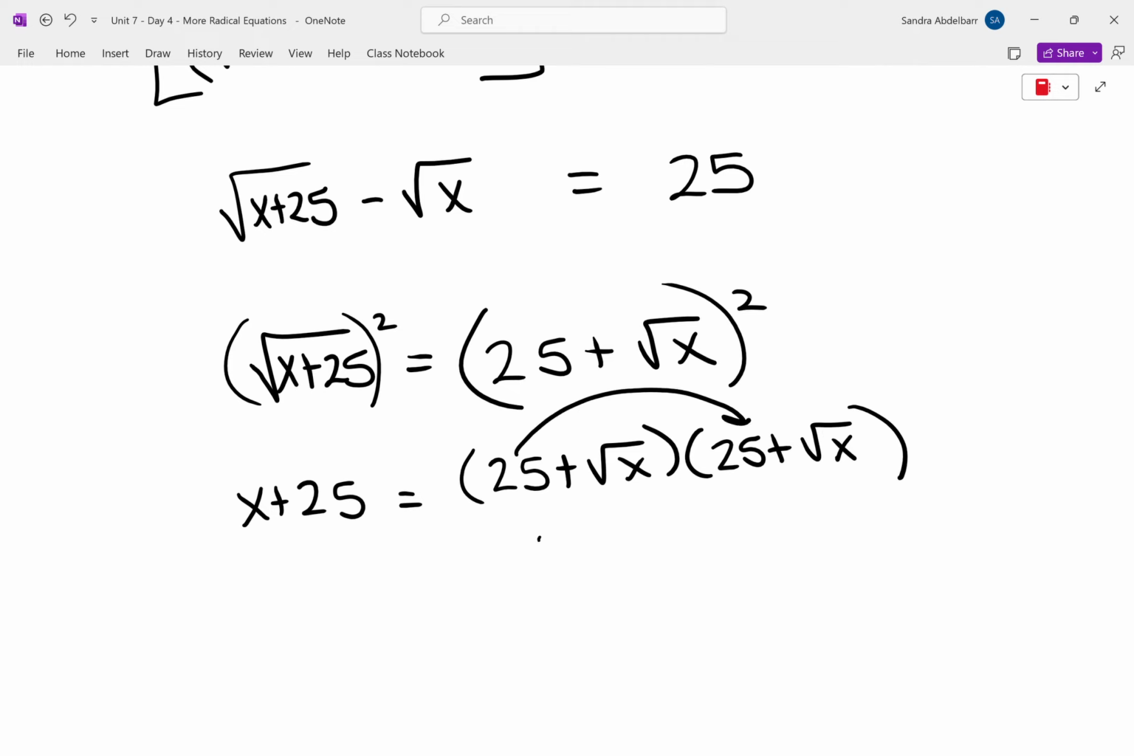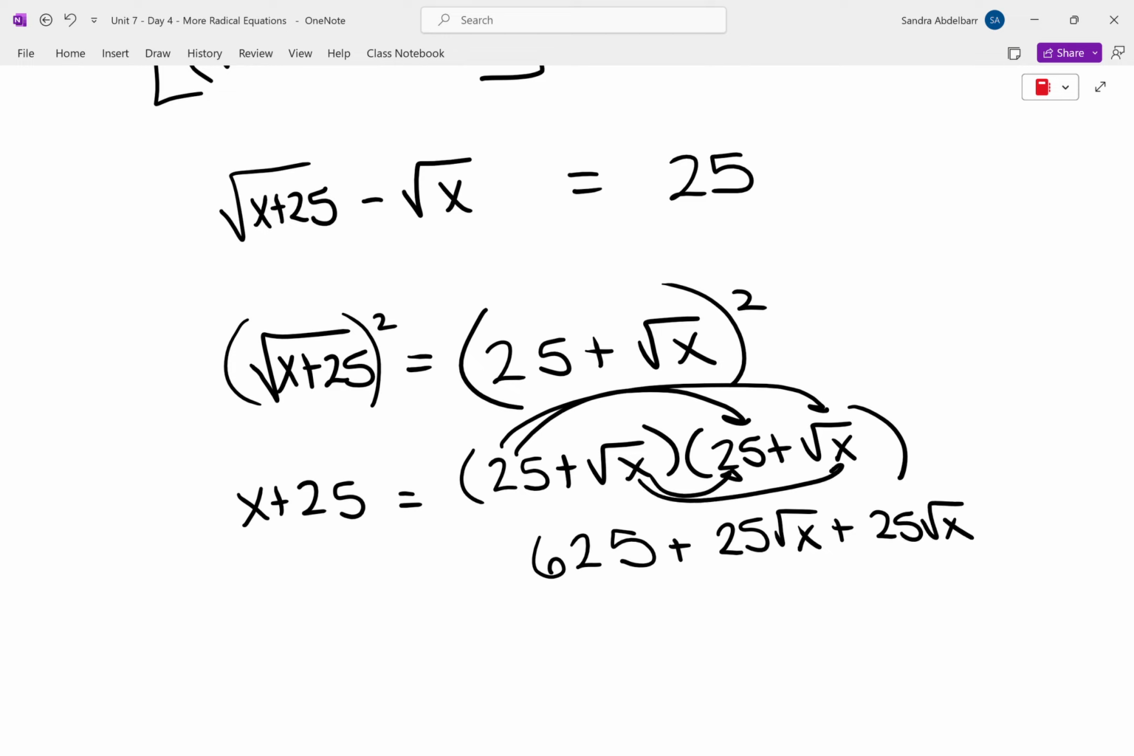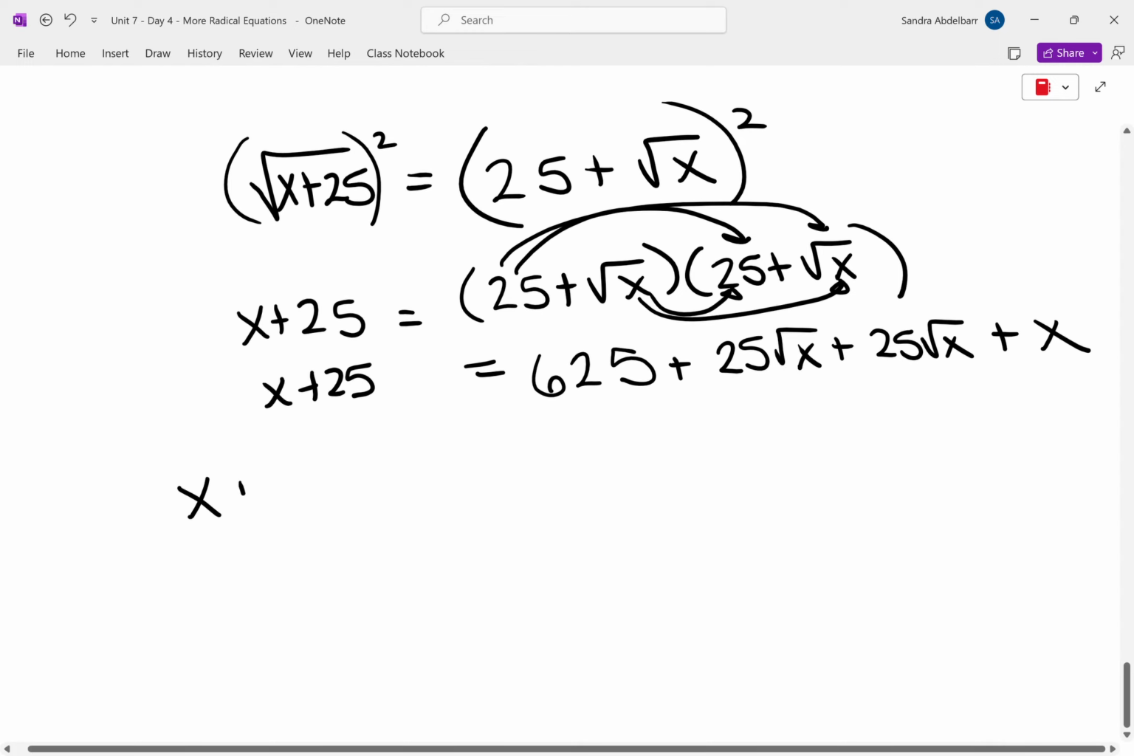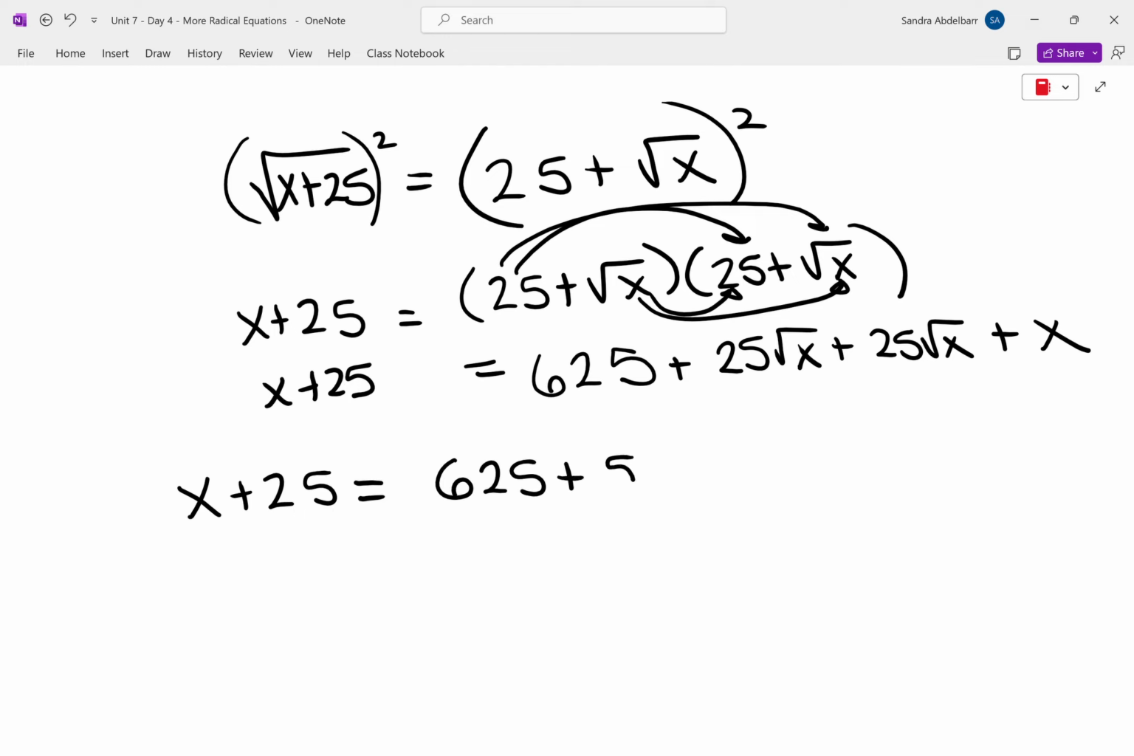So 25 times 25 is 625. 25 times root x is 25 root x. Root x times 25 is 25 root x. And root x times root x is x. I'm going to combine my like terms, so I have x plus 25 equals 625 plus, oh, not 50x, 50 root x plus x.